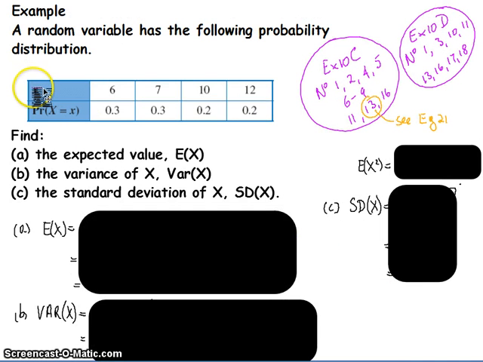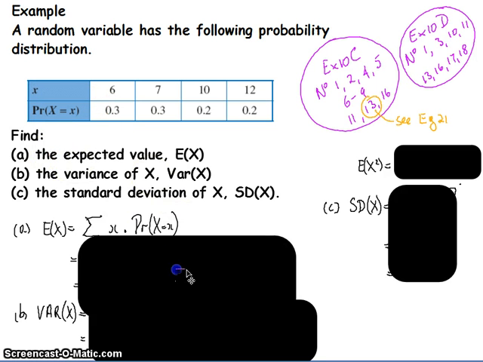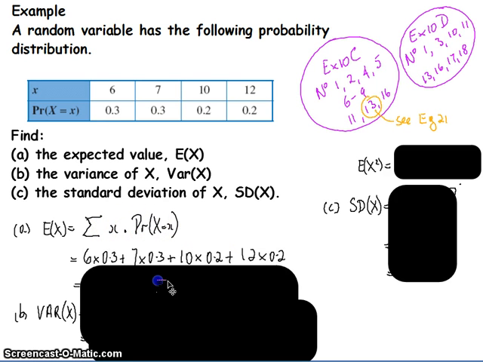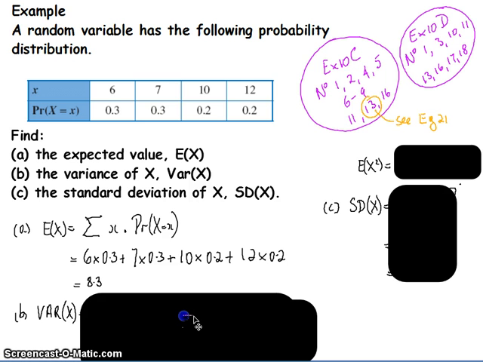Okay. Here's our X values, and here's the probability that X equals x. First find the expected value, so write your formula down first: sigma x times the probability that X equals x. So it's 6 times 0.3 plus 7 times 0.3 plus 10 times 0.2 plus 12 times 0.2, which gives us 8.3. So that's the average expected result over the long term.